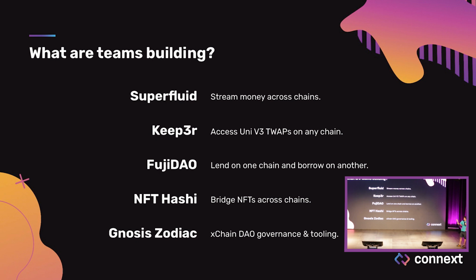FujiDAO is actually solving the problem that I talked about at the start of this talk. They are building basically middleware that exists on top of lending protocols, on top of Aave, Compound, and other longer tail lending protocols on other chains, where as a user, you can just lend on one chain and borrow on another. You don't have to think consciously about which ecosystem you're building on top of or which ecosystem you're deploying liquidity on top of.